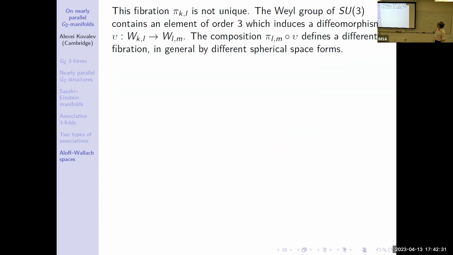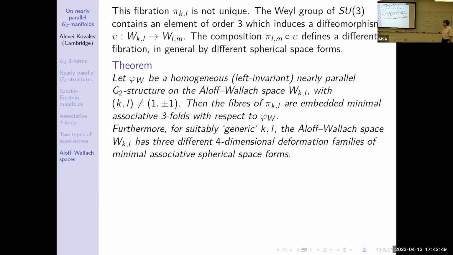Meaning that maybe a symmetry of the integers, but in any case, it's a diffeomorphism, so the manifold would be the same. And that gives us, if we compose with this epsilon, we'll get different fibrations, in general, by different spherical space forms. So then the result is that we can check that if we restrict the nearly parallel G2 structure to the fibers of this fibration, we'll get a volume form, so they will give us associatives.